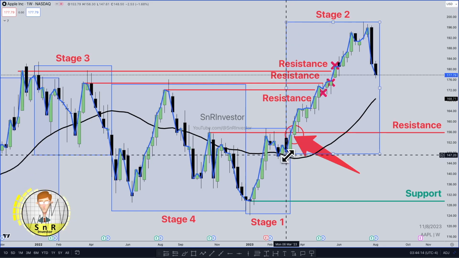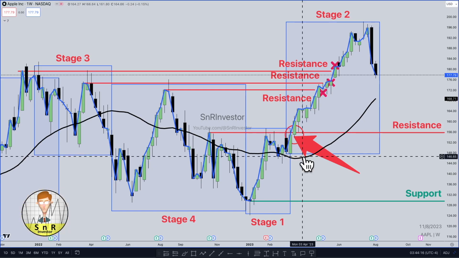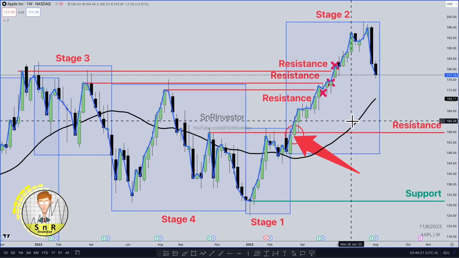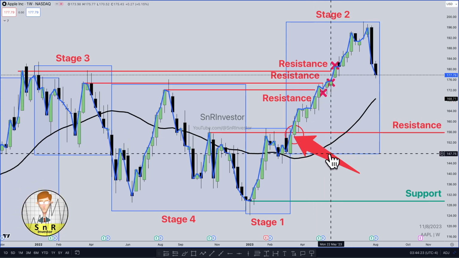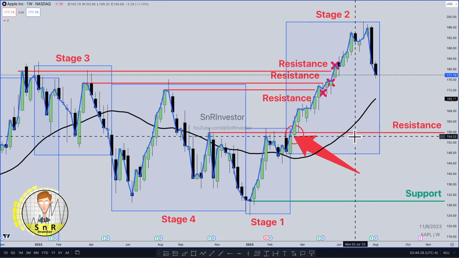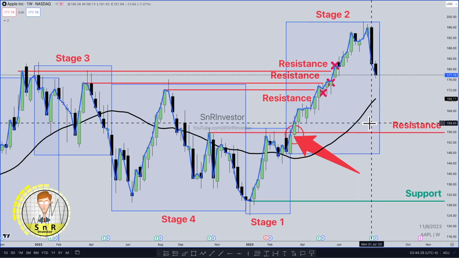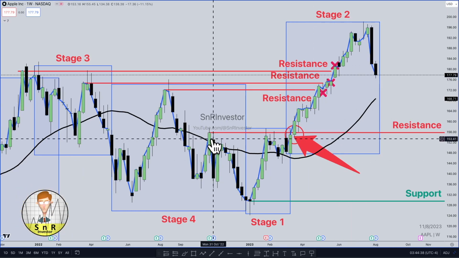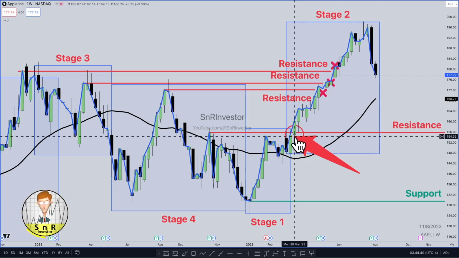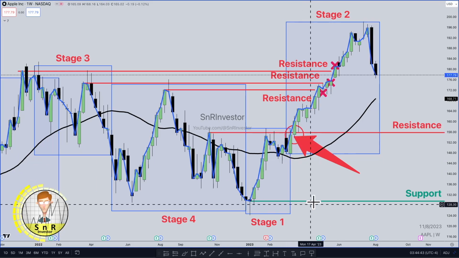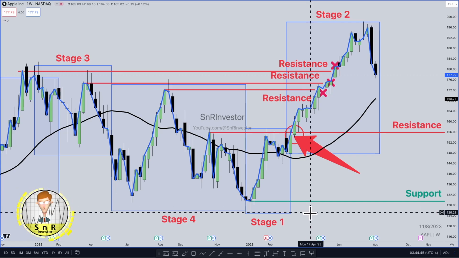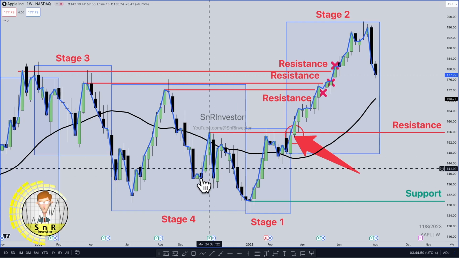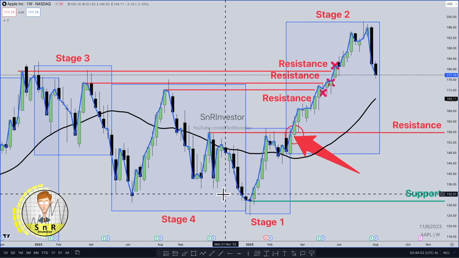And as you start to see that the 30-week moving average begins to curve upwards, this is a sign that it has entered stage 2, and you can move your stop loss to protect your investment gains as the 30-week moving average curves upwards. If price did not break this resistance and instead price continued to break the support, it's a very likely sign that we are still continuing a potential stage 4.